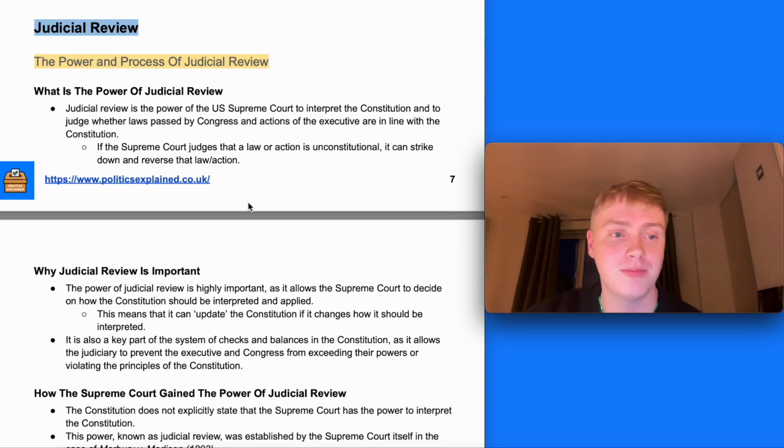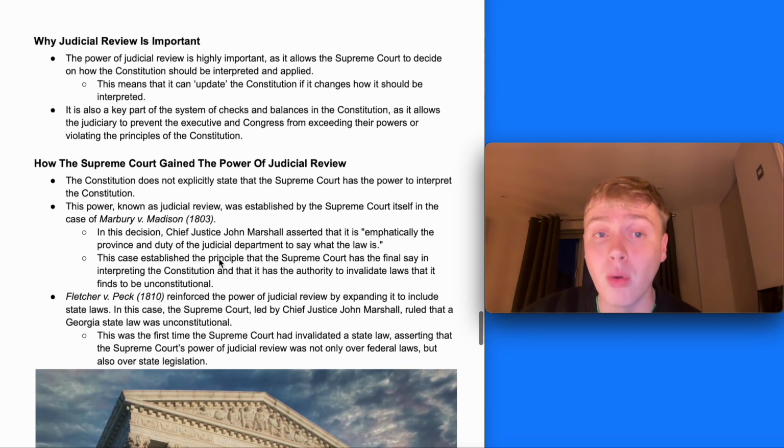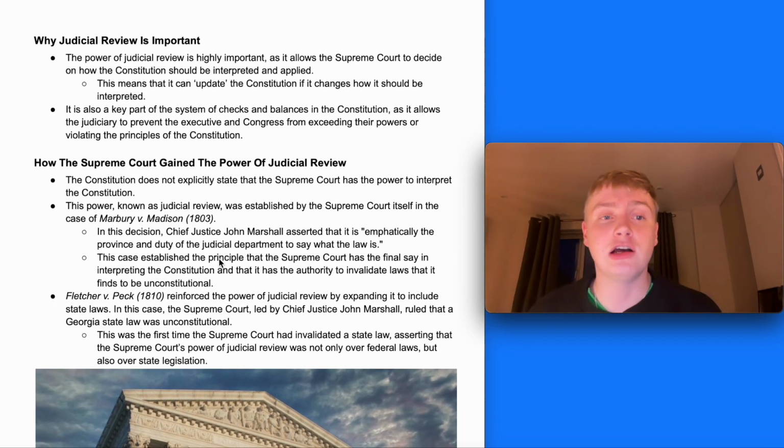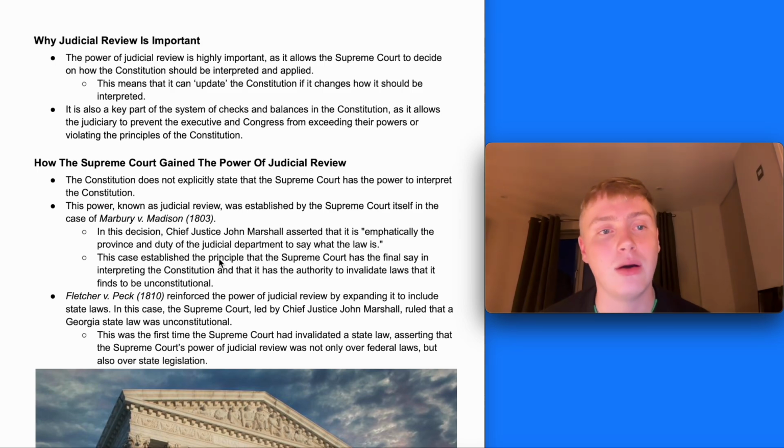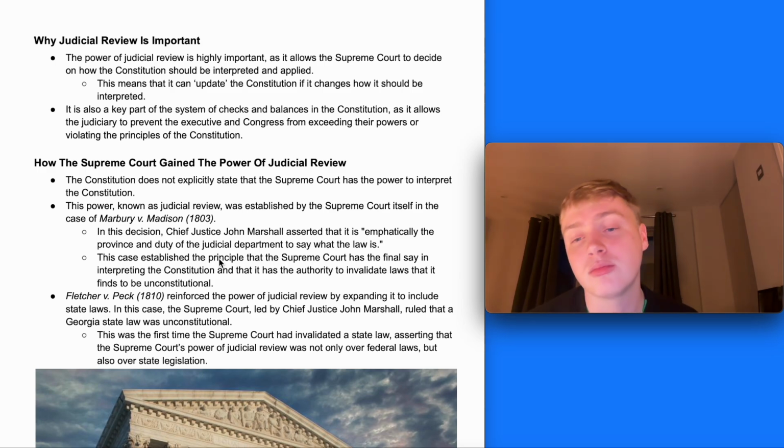law or action. The power of judicial review is really important as it allows the Supreme Court to decide on how the Constitution should be interpreted and applies. This means that it can update the Constitution in a way if it changes how it should be interpreted through interpretative amendments, which we looked at in the Constitution topic as well. It's also a key part of the system of checks and balances in the Constitution, as it allows the judiciary to prevent the executive and Congress from exceeding their powers or violating the principles of the Constitution.